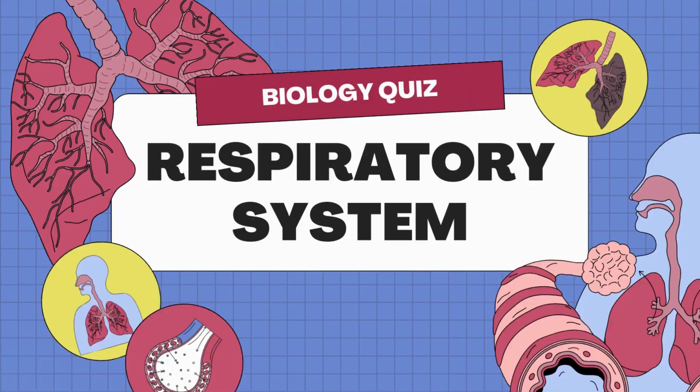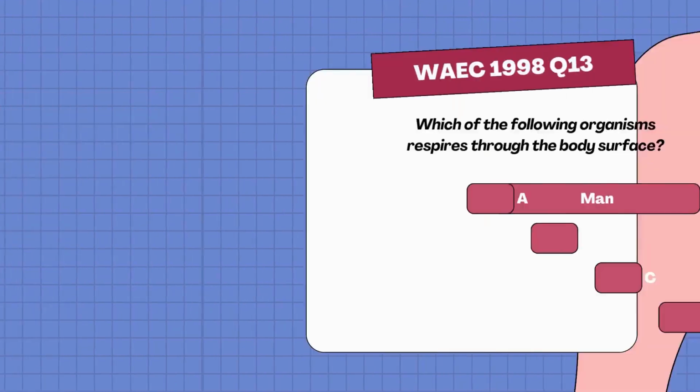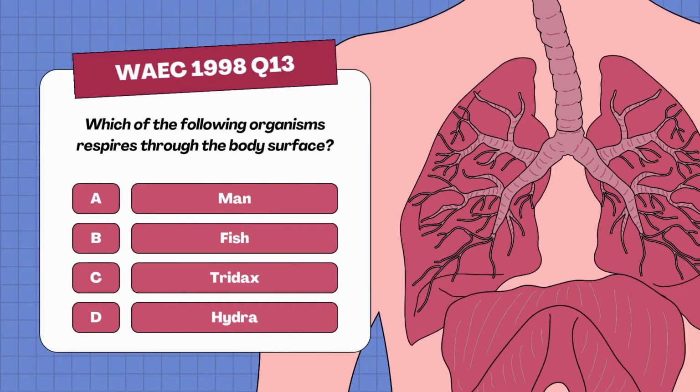Now let's find out how much we have learned from this lesson. The first question we'll look at is from WAEC 1998, question 13. Which of the following organisms respire through the body surface? A. Man. B. Fish. C. Tridax. And D. Hydra. Look into the options and pick your answer. The correct option is option D, Hydra. Hydra respire through the body surface.